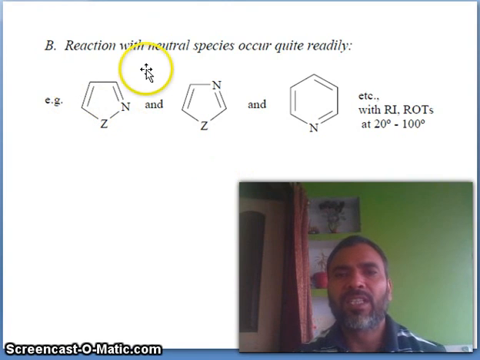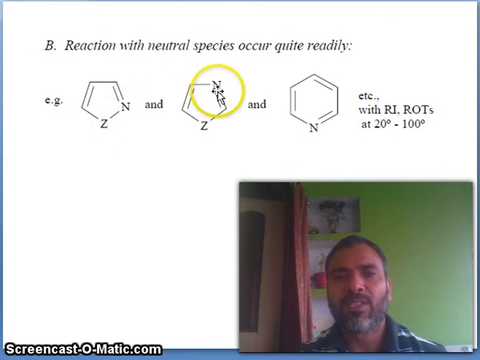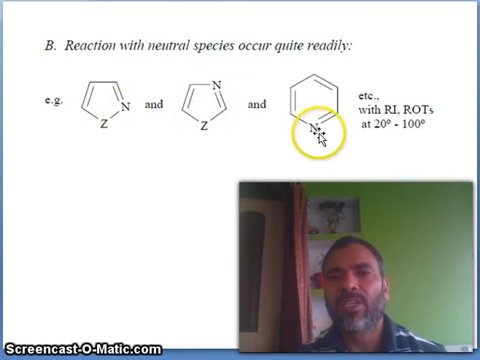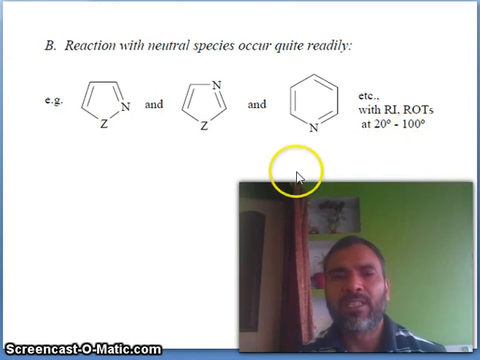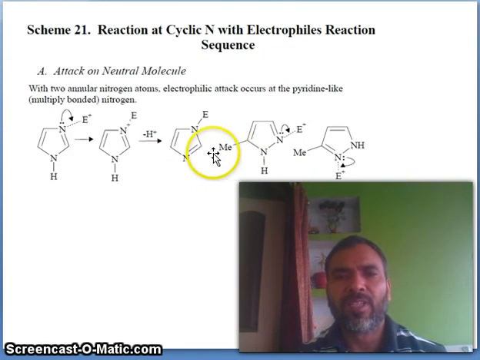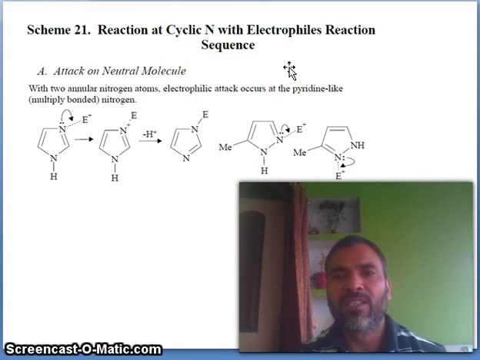Now reaction with neutral species occurs quite rarely. You see nitrogens, 1,3 positions, 1,2 positions, here in the six, PTC with alkyl iodide, ROTs at 20 to 100 degree conditions. Now reaction of cyclic nitrogen with electrophiles, reaction sequence.